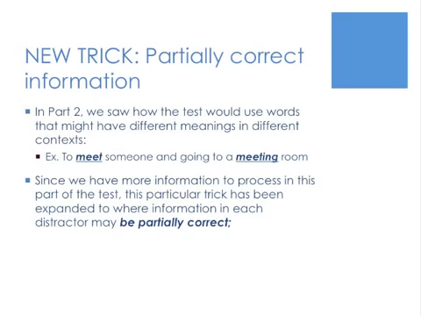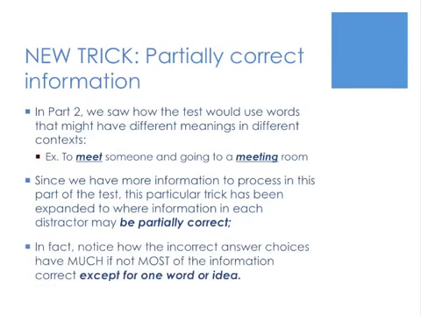Since we have more information, now the idea might be that a distractor could have partially correct information. And in fact, notice that the incorrect answer choices have much, if not most, of the information correct, except for maybe one word or idea. Now, this is not true for every question, but many of them do.